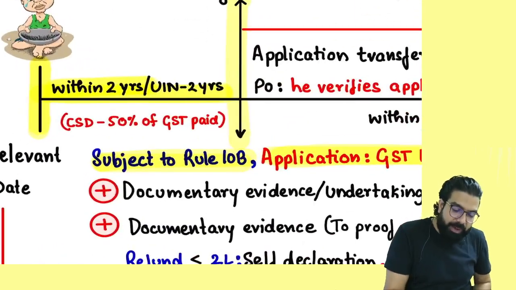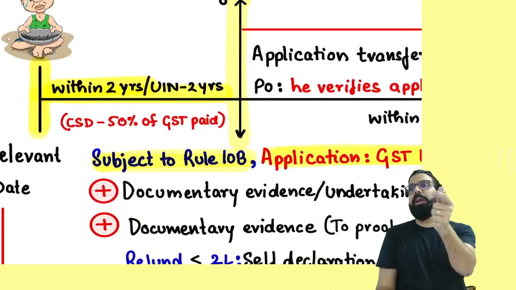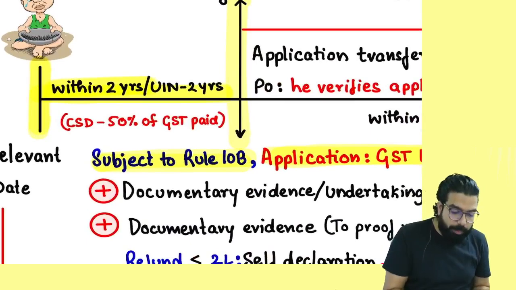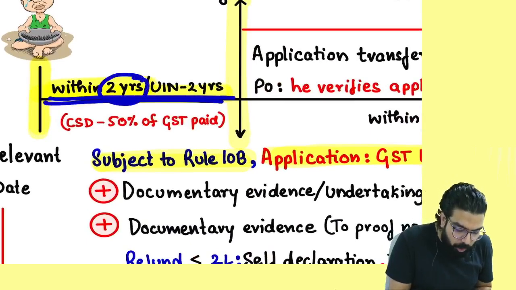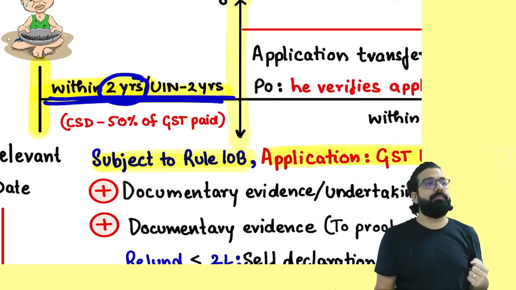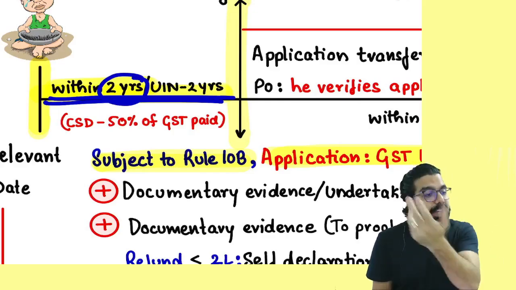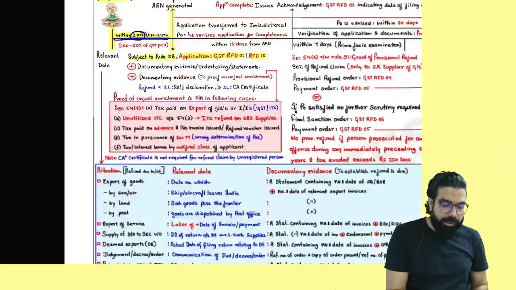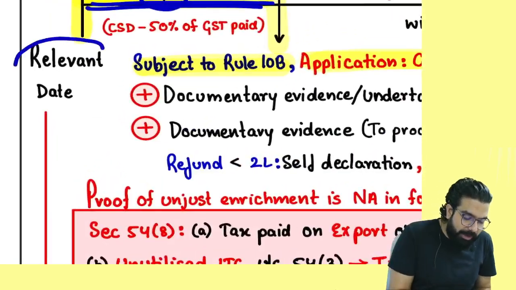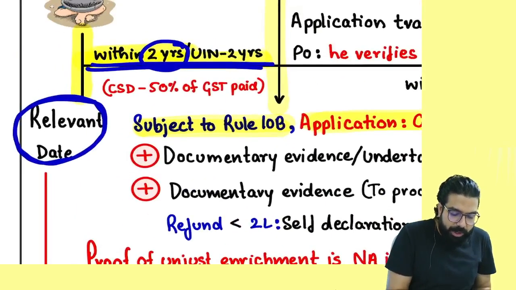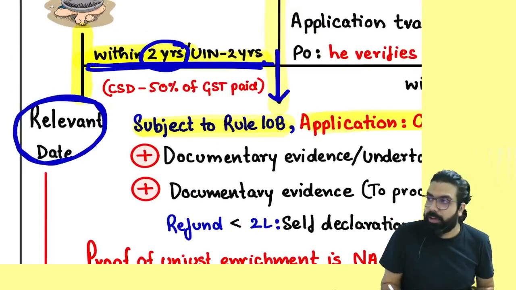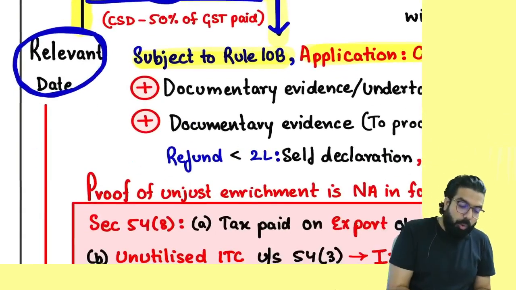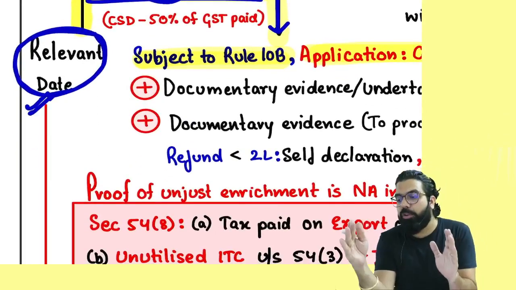Always remember, whenever you are making the refund application, it should be made within how much time, everyone? 2 years. 2 years from what date? 2 years should be seen from what date? And hence they have told us, see everyone, the relevant date from which you should ask for the refund within 2 years, right? So they have told what is the relevant date from when you should see this 2 years.